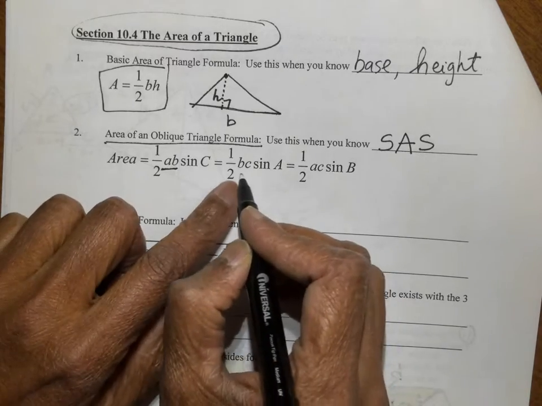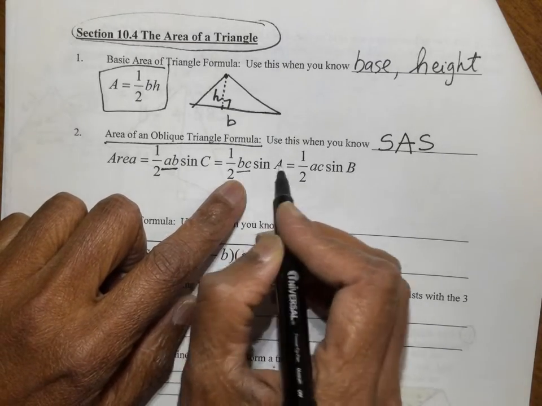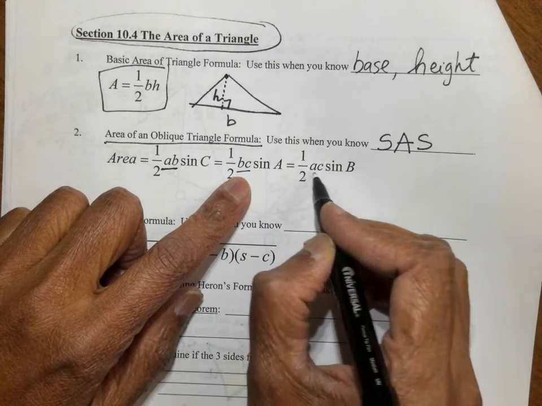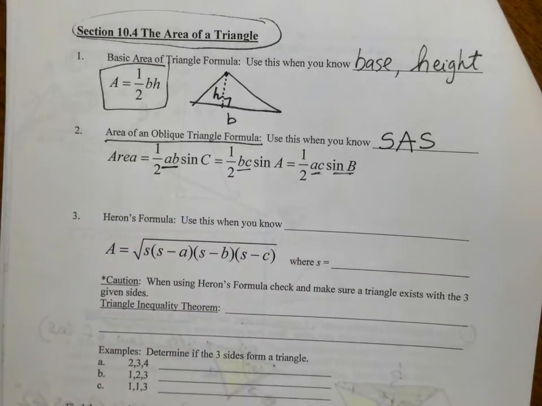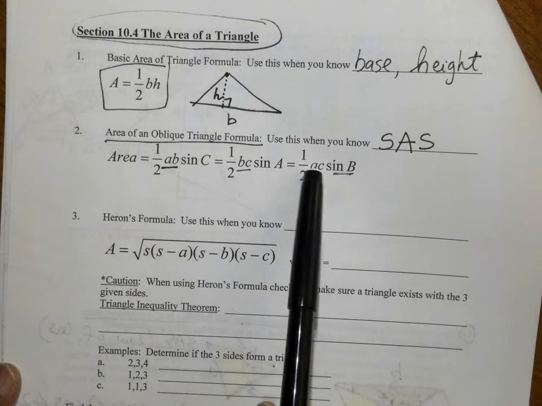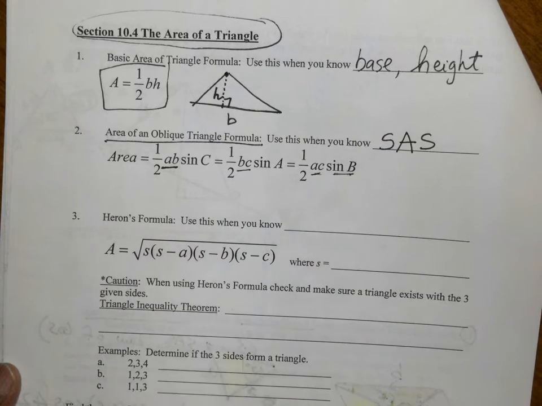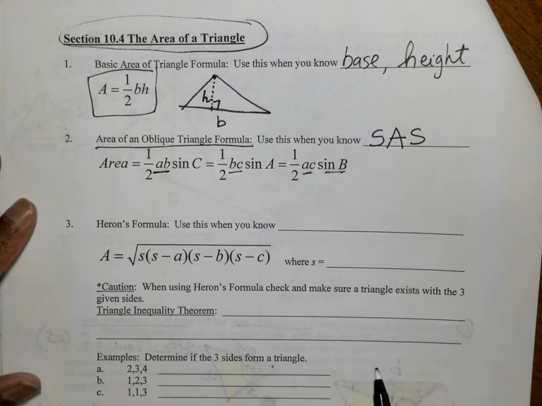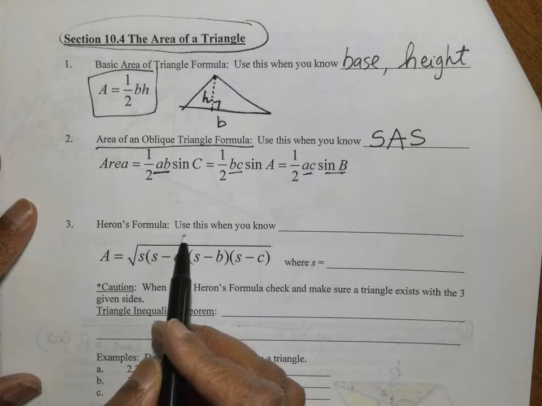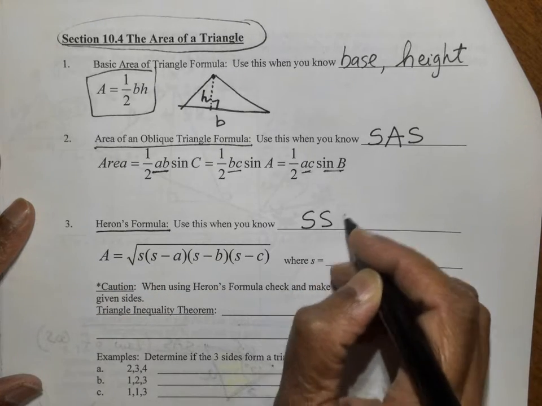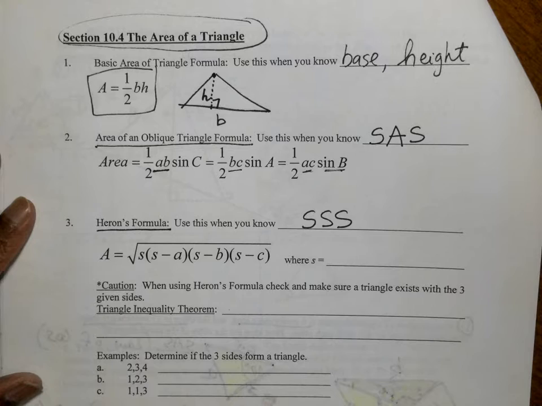So you can take any two sides. If you take B and C, A is the angle between B and C, so then it's half BC times sine A, or if you take A and C, you will take angle B, which is between the two. That is why the information that you need is two sides. It doesn't matter which two sides, any two sides and the angle between will allow you to use this formula to find the area of an oblique triangle. Okay, so for this you need to know SAS. For the other formula, called Heron's formula, you will need to know all three sides. SSS.